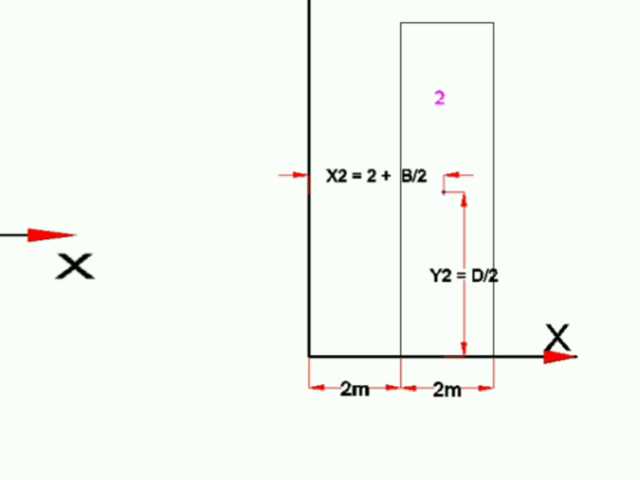Then y2 will be, for a rectangle, half of the depth, that is d by 2, and the total depth of the rectangle, as we discussed in the previous video, is 7.5. So we can use d by 2 directly for getting the y2 value for the rectangle.